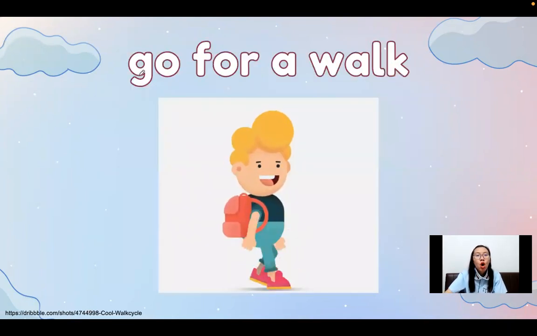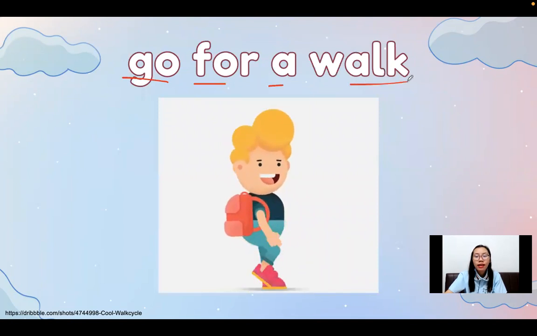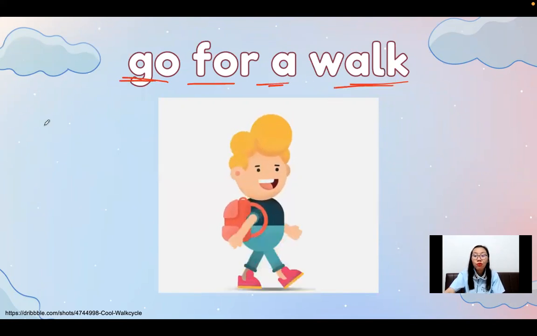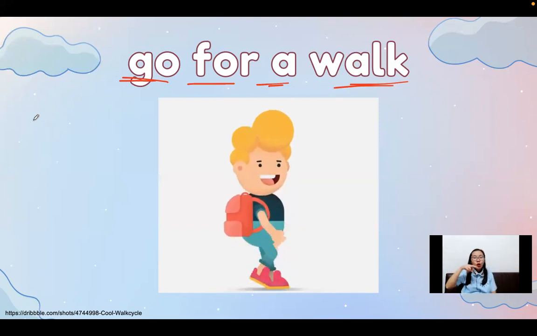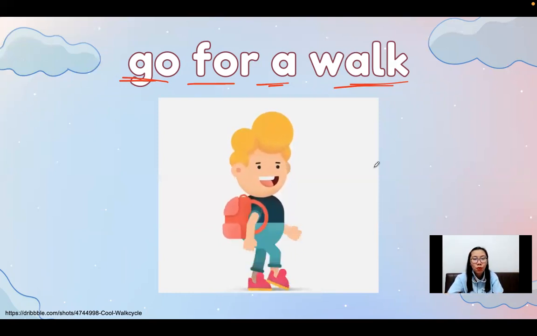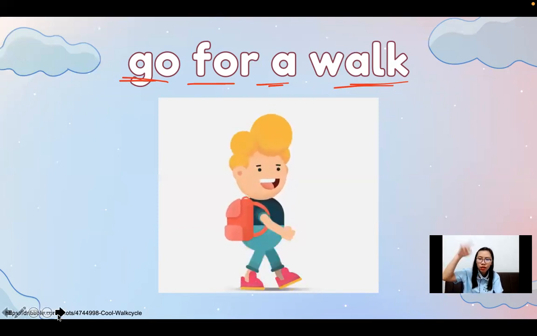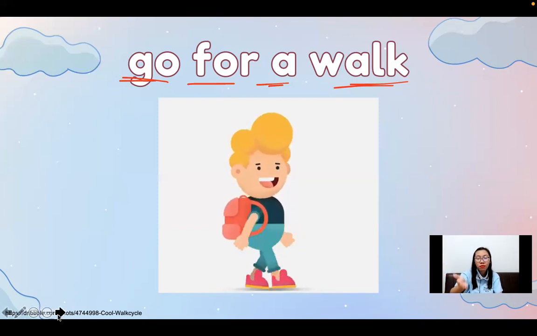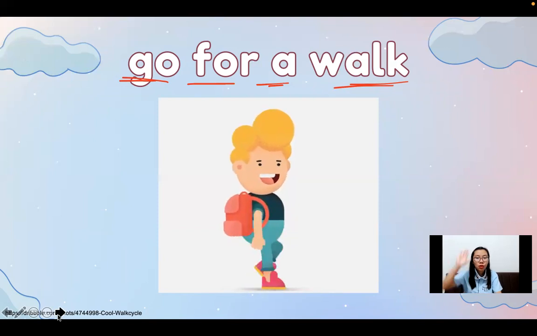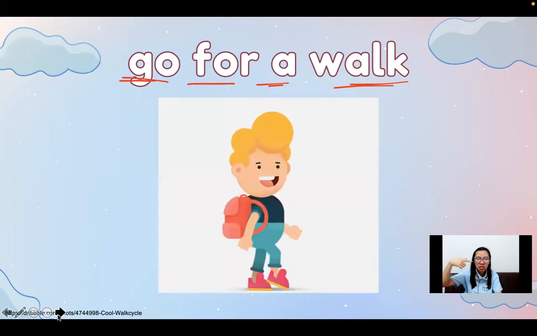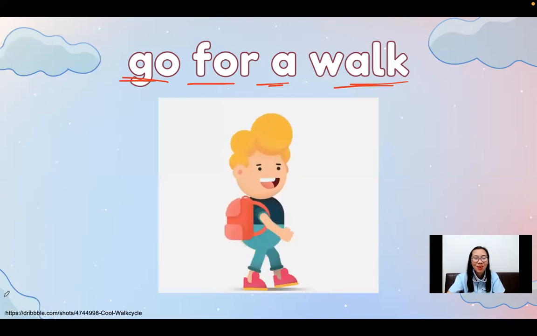Next one. Go for a walk. Everybody, go for a walk. If you are so tired in the house, go for a walk outside. Who likes going for a walk? If you have a dog, you go for a walk, right? Teacher Shy, no, I don't like to go for a walk.